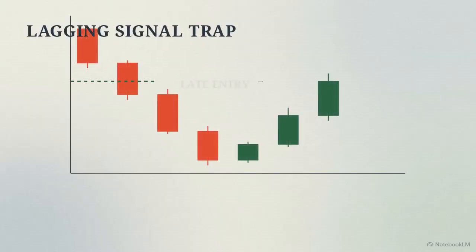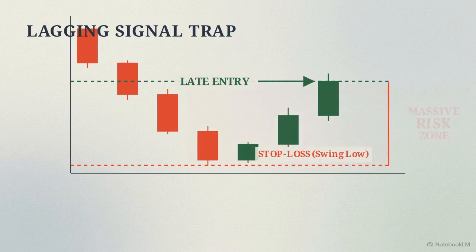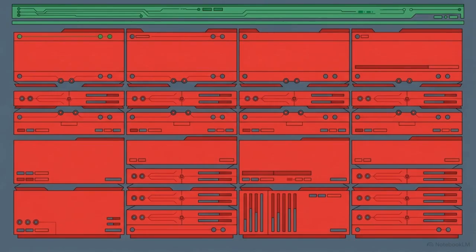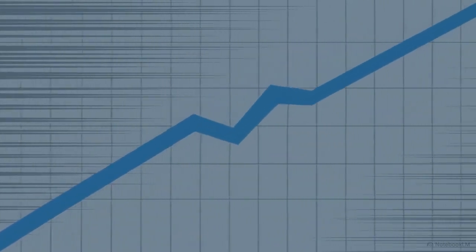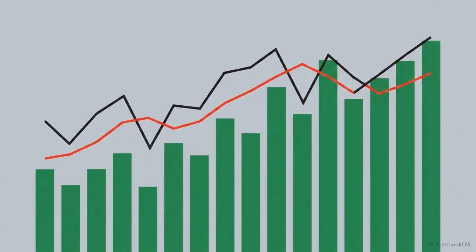Because you're entering after the move has already happened, you have to set incredibly wide stop losses just to survive normal market fluctuations. You take on maximum risk for minimal reward. To solve this, we need a way to measure market momentum, the underlying speed and force of the price action. This is where the MACD comes in.